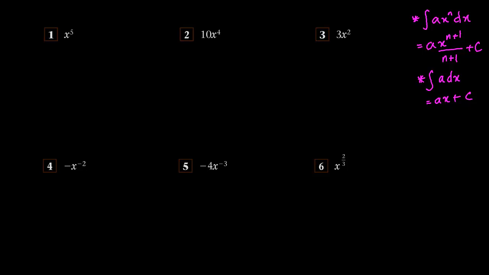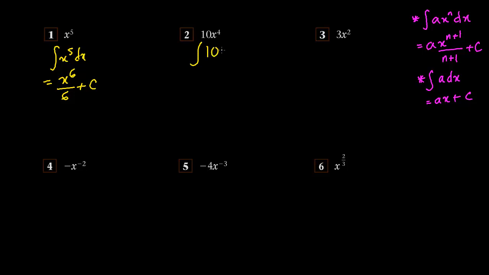Let's do some worked examples. So first of all, we have to integrate x to the power 5. Remember, we have to increase the exponent by 1, so x to the power 6, and divide it by that. And we have the indefinite integral constant plus c.